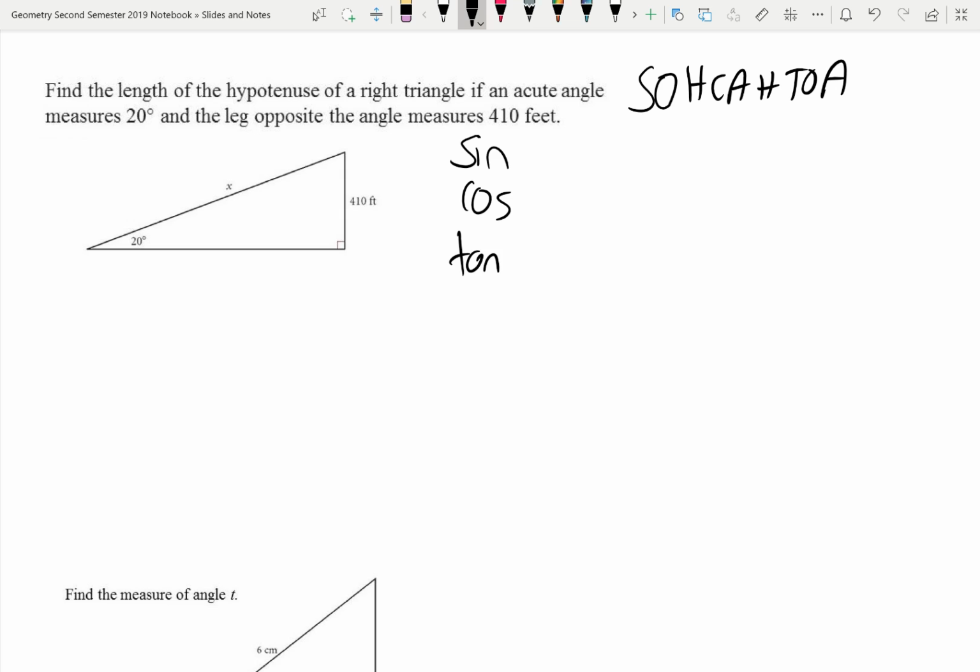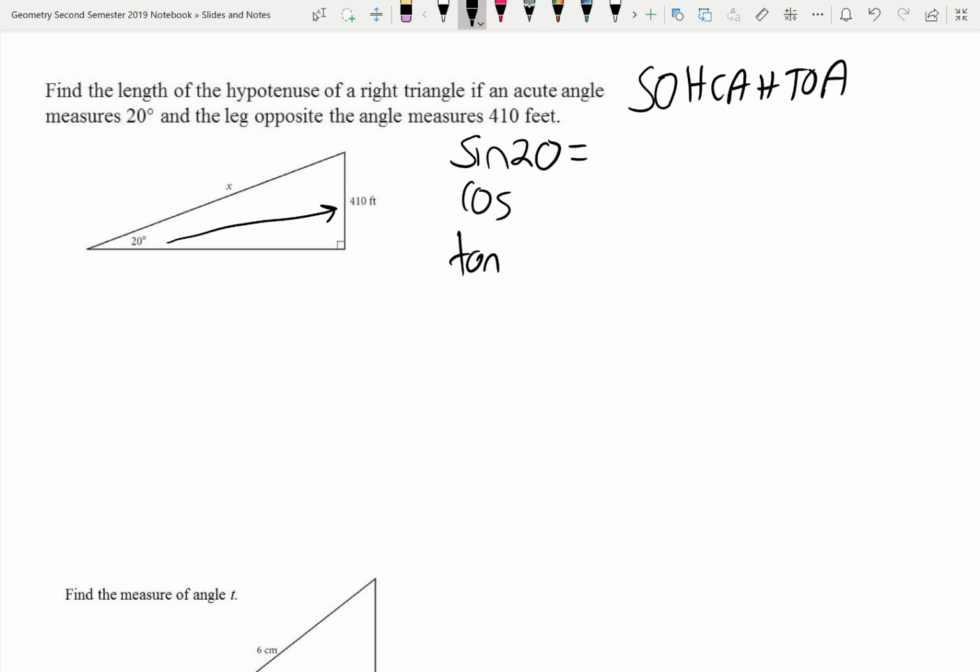And SOHCAHTOA stands for sine, opposite over hypotenuse, cosine, adjacent over hypotenuse, and tangent, opposite over adjacent. So we have the opposite leg divided by the hypotenuse, and that is going to be sine.